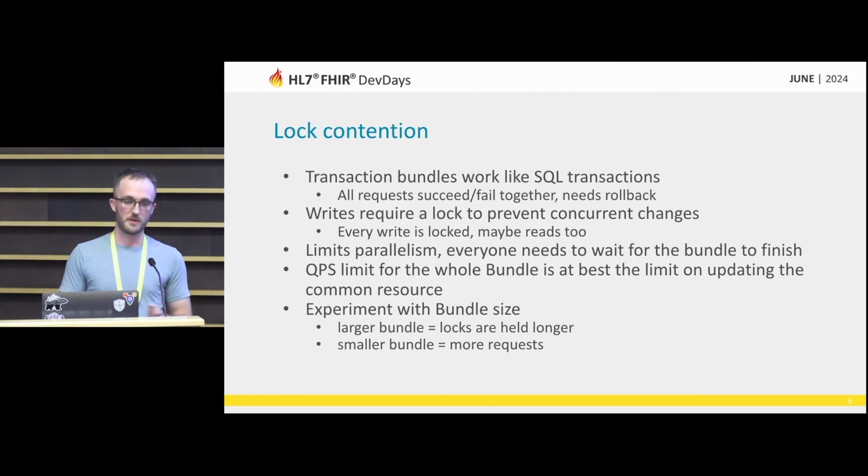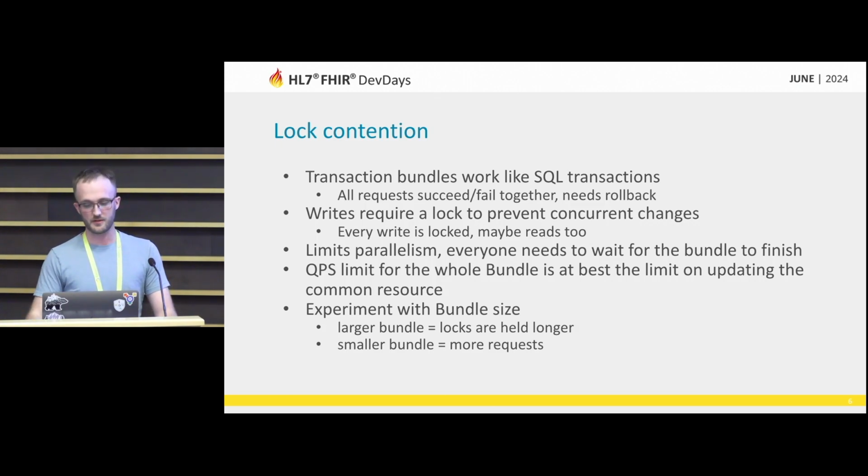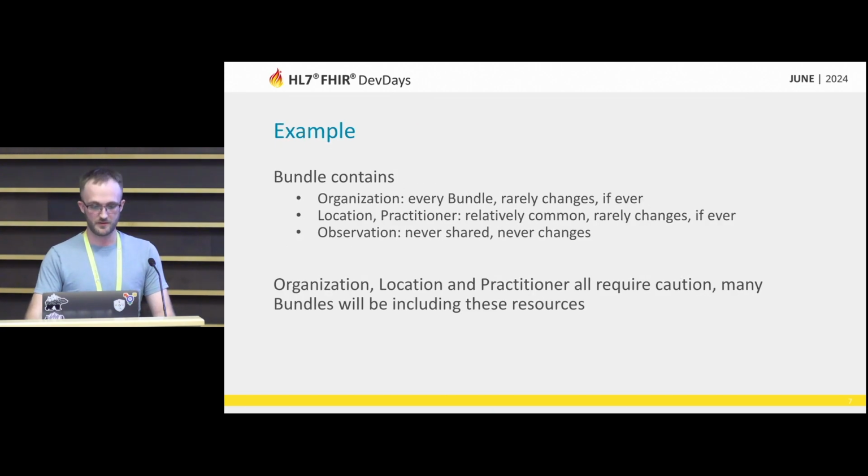A larger bundle means you have one big request. It saves on coordination. It's easier for your client. But you're holding any write lock for longer. Anything that you're writing in that bundle is going to be locked for the whole time the bundle is executing. If you have a smaller bundle, you're sending more requests from your clients, but the server can make those changes durable faster and unblock parallel requests.